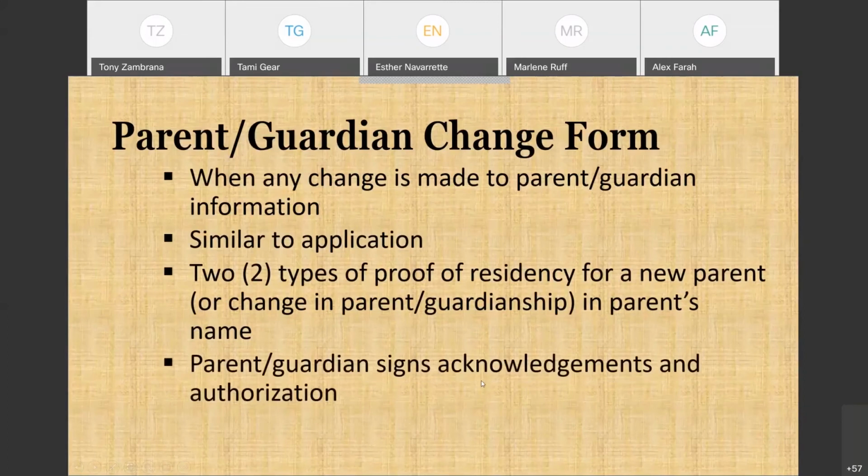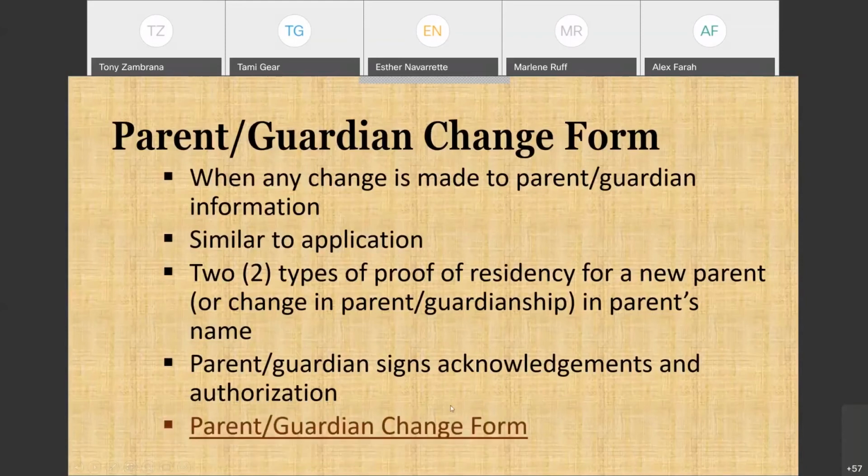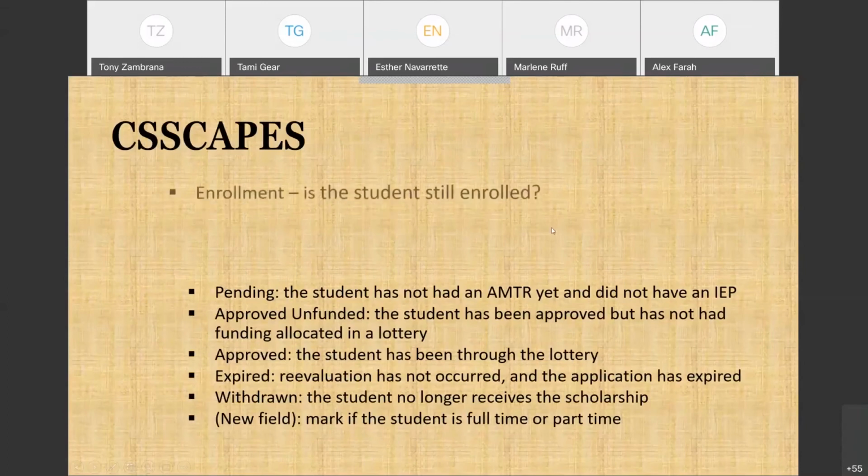The parent or guardian signs acknowledgments and authorization, and we have a link to the change form right here. Anytime a new or additional parent needs to be entered, or if we switch parental authority, we need to have that change of parent or guardian form submitted to us so that we can make that change in the system and have the correct people authorized to sign in our system.